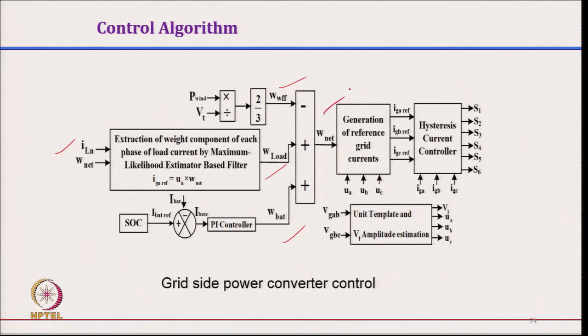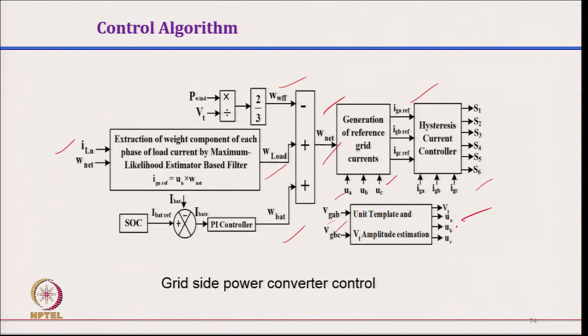So, you have a net weight corresponding to generation, and that is the amplitude we consider for the grid current. You have a template of the grid current and a reference grid current, and you sense the grid current. So, you are able to put this power to the grid with sinusoidal and balanced current at unity power factor, because you are generating in reference to the grid voltage.